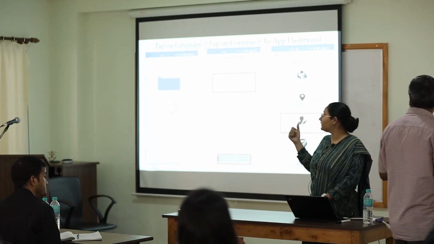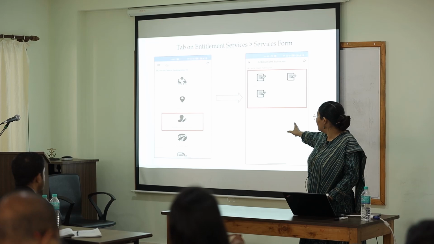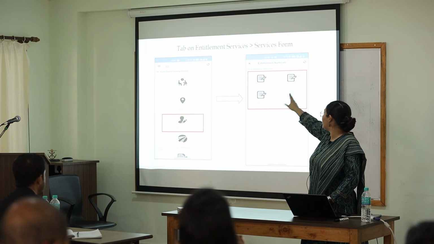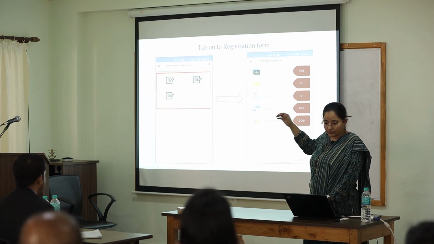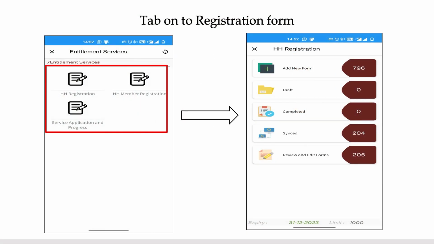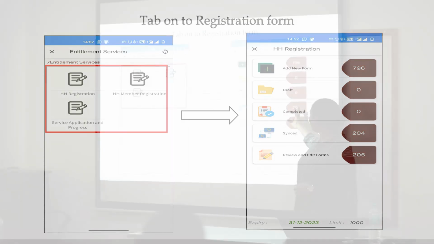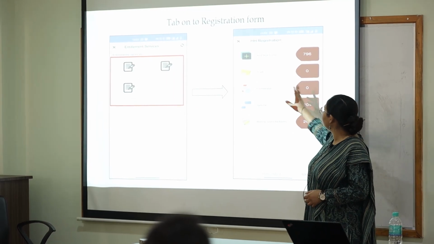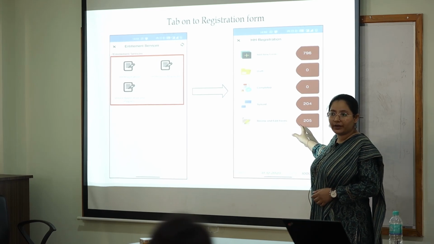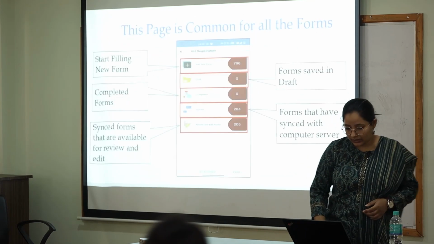In this case, when we are talking about the entitlement services, the enumerator clicks there and goes on to these 3 buckets of registration: household, member, and the service progress. These are the different steps when doing the household registration. He can add a new form, or look at the draft applications and completed applications, and how many have been synced, because at times there is no internet connectivity. When a person reaches a network area, he can turn on the sync and make sure all the forms saved as drafts are completed and synced. If they have to be reviewed and edited again, that can be done as well.